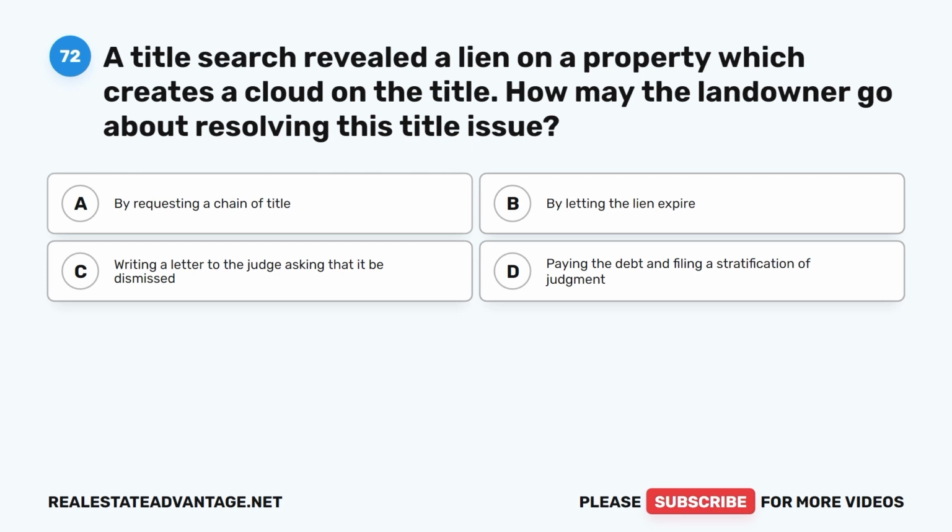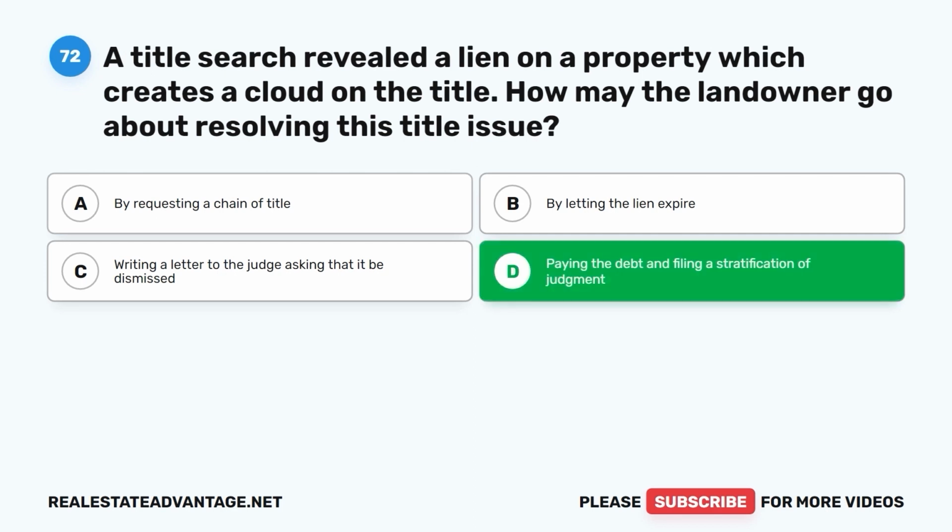Question 72. A title search revealed a lien on a property which creates a cloud on the title. How may the landowner go about resolving this title issue? A. By requesting a chain of title. B. By letting the lien expire. C. Writing a letter to the judge asking that it be dismissed. D. Paying the debt and filing a satisfaction of judgment. The correct answer is D. Paying the debt and filing a satisfaction of judgment.